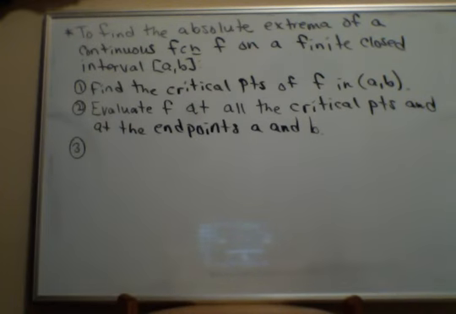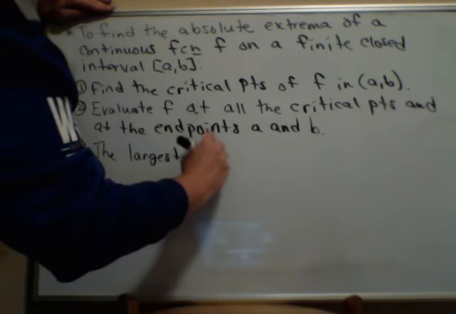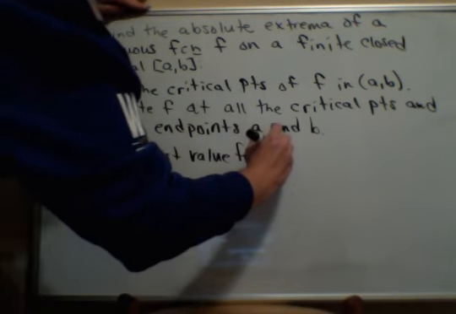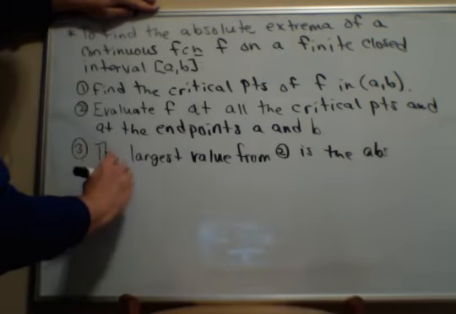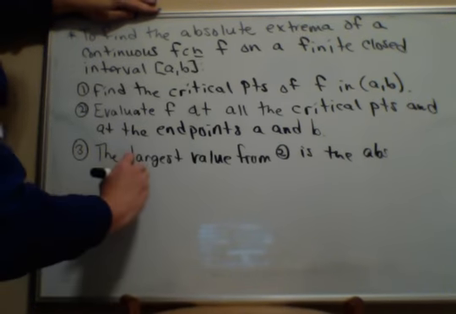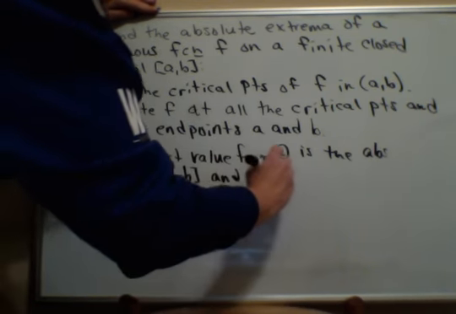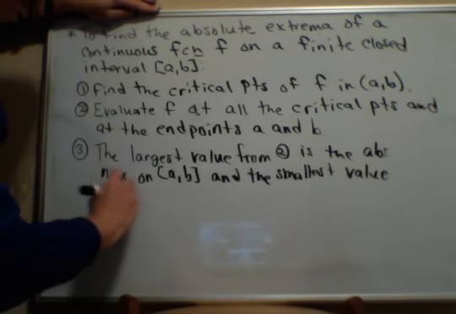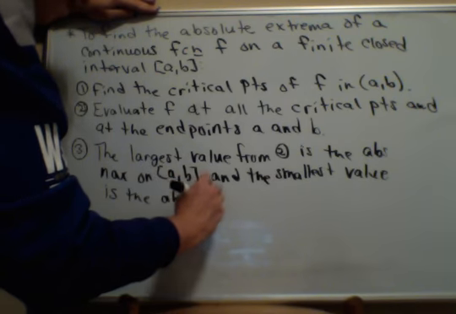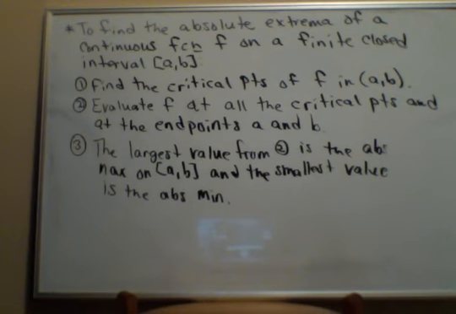And then the last thing is the largest value in step 2 is the absolute maximum on the interval A to B, and the smallest value is the absolute minimum. Okay. All right, we're going to pause there, and I'll come back with another video in a minute with a couple of examples.